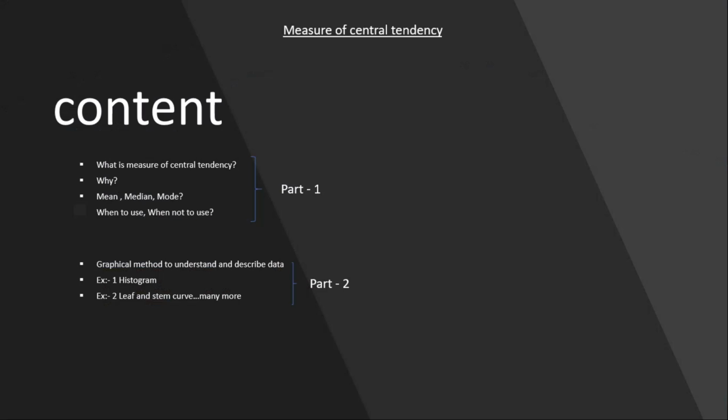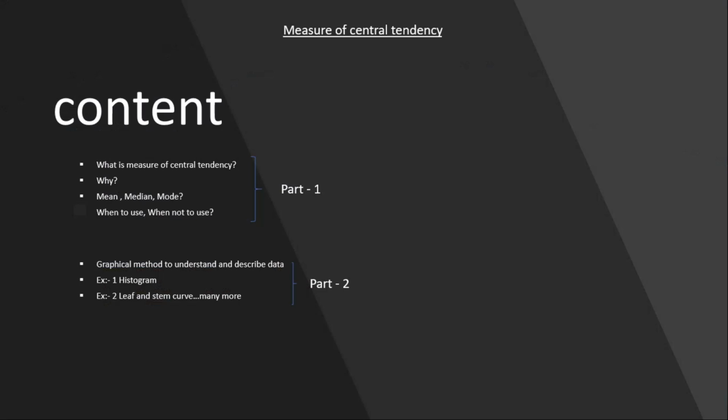First we will cover what the measure of central tendency is. Then I will discuss why you should use the central tendency value. Basically in this point I will discuss the benefit of measure of central tendency. After that we will do the mean, median, mode. I will not compute the mean, median, mode at this point. I just show you when to use mean, median, mode, and when not to use them.